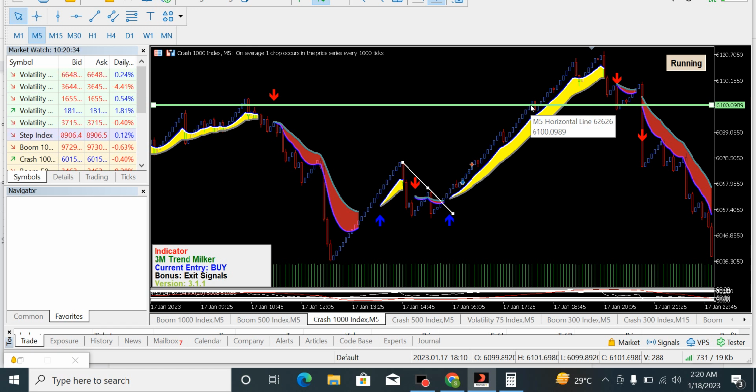So guys, this is how you can make some cool profit for yourself. All you need to do is master the strategy, and of course try to apply it whenever you are trading.